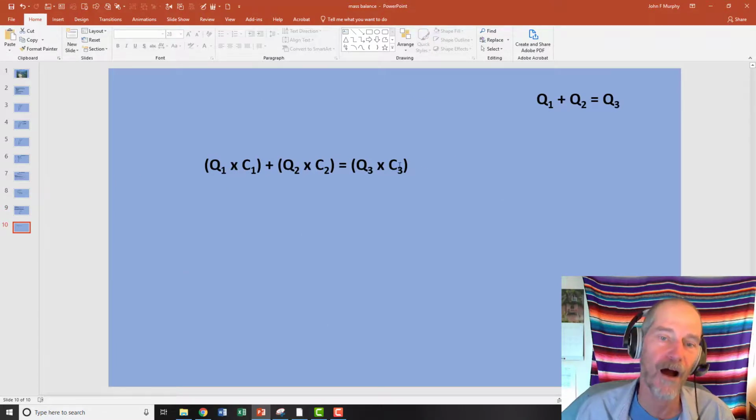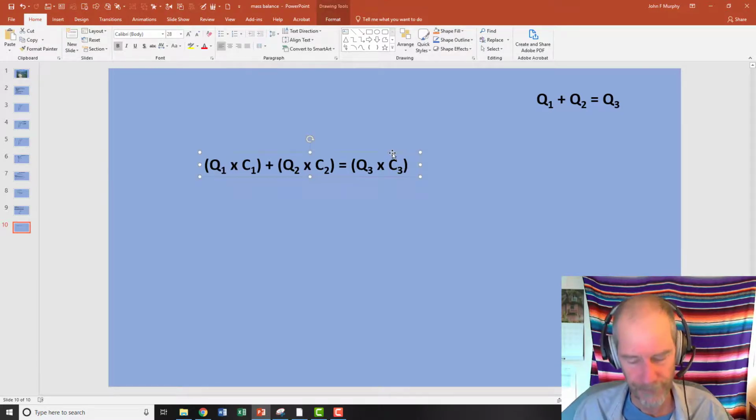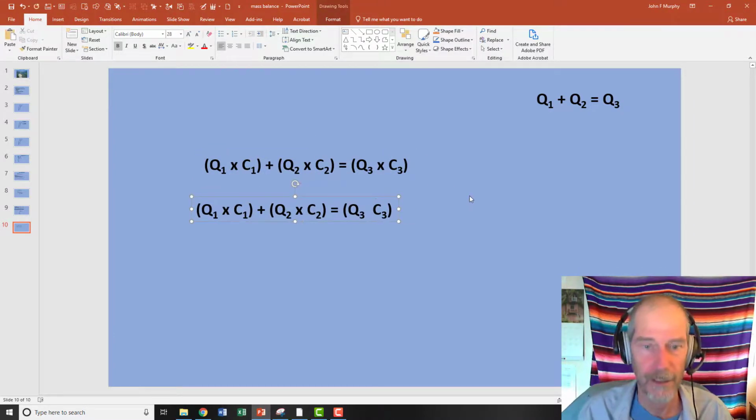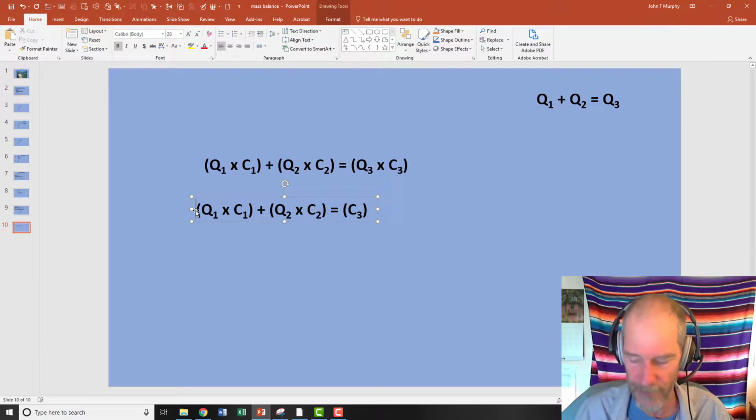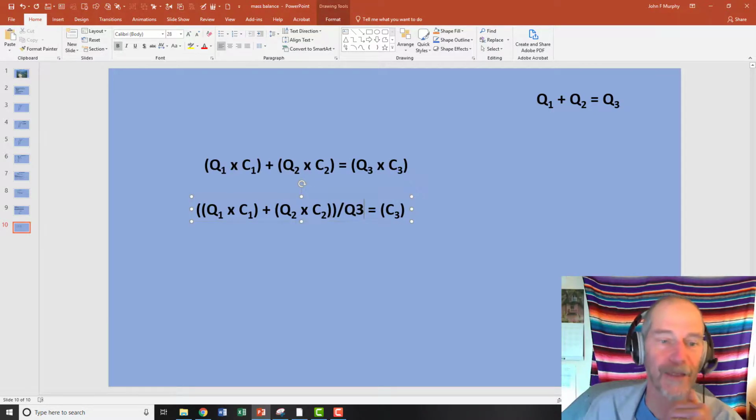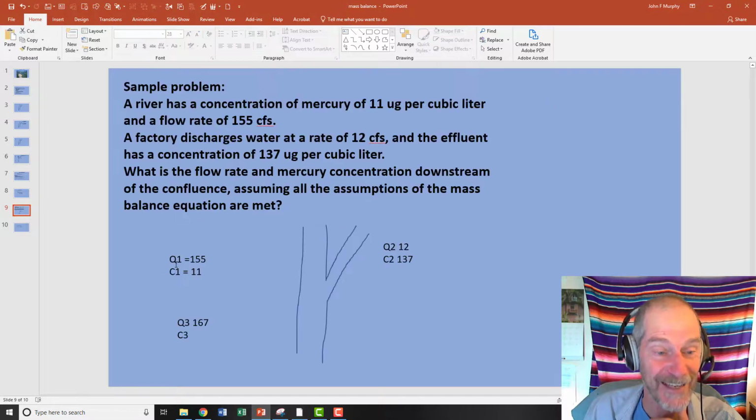So let's solve for C3. Oh, super easy. All I've got to do is divide both sides by Q3. Okay, I can do that. I need Q3 on the other side, so I'm going to subtract it. No, I'm going to divide it. Make sure I put my parentheses in here, and a slash Q3. I think I already have Q1, C1, Q2, C2, and Q3 from the other slide. And I do. I've got everything except for C3.